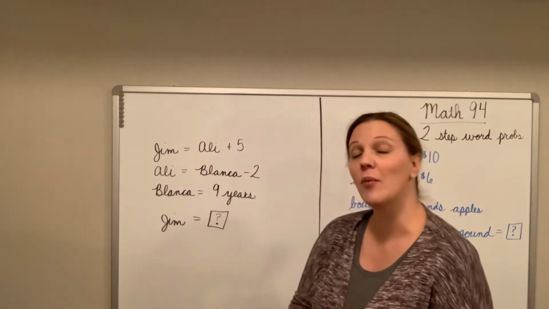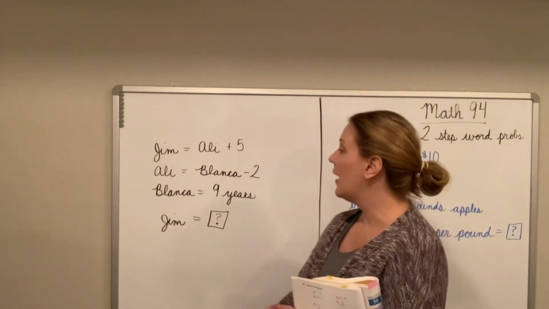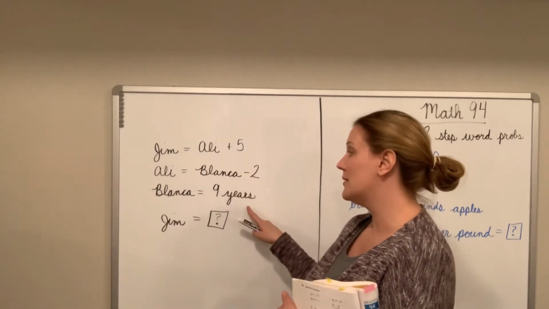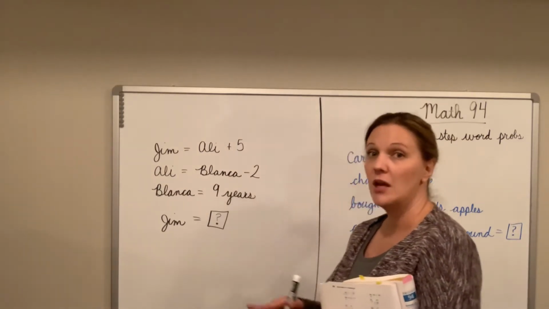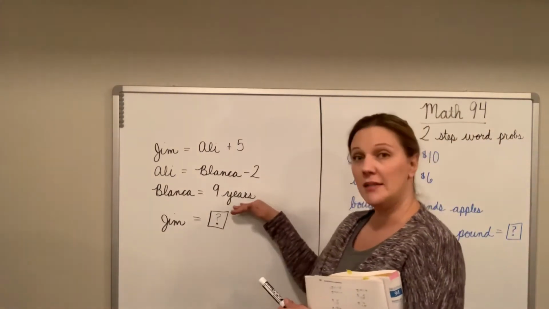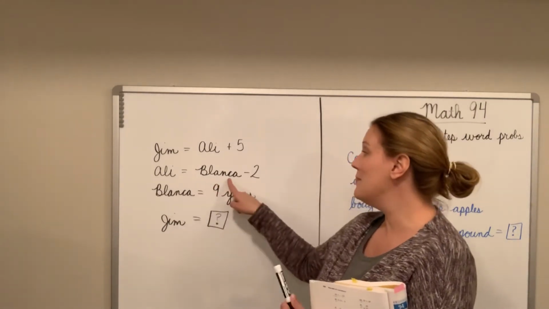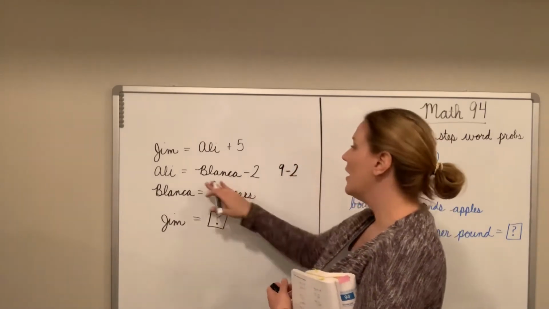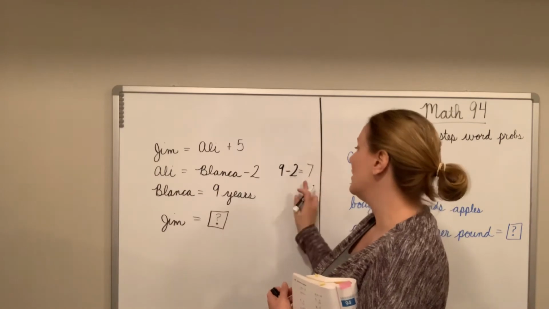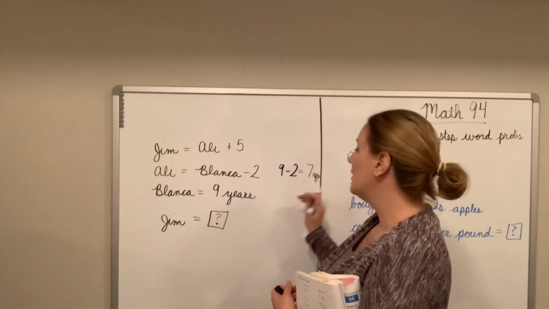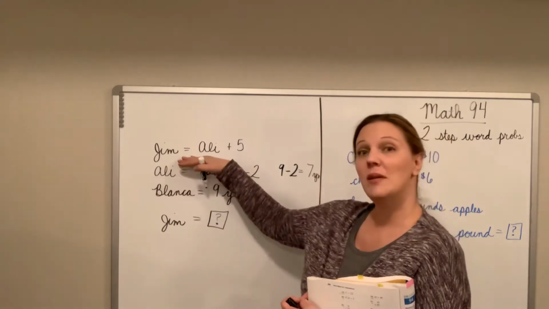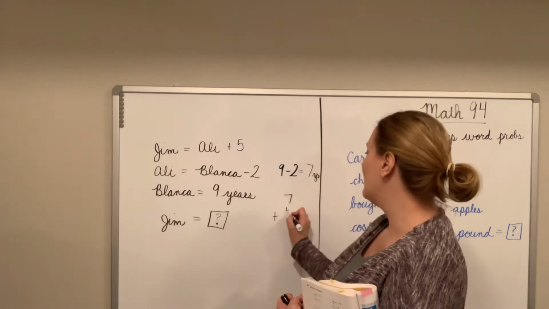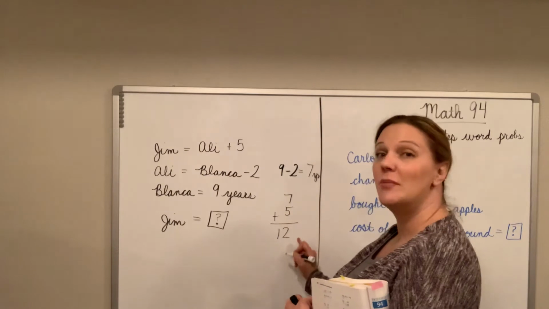So using this information that we're given, how are we going to solve? Okay, we know that Jim is Allie's age plus 5. Allie is Blanca's age minus 2, and Blanca is 9 years old. We need to figure out how old Jim is. So the one thing we do know, Blanca is 9. We know that Allie is Blanca's age minus 2. So we could plug Blanca's age in here, 9 minus 2, and find out that Allie is 7. So we now know that Allie's 7 years, Blanca's 9 years. We know that Jim is Allie's age plus 5. So if Allie is 7, you do 7 plus 5 to discover that Jim is 12.